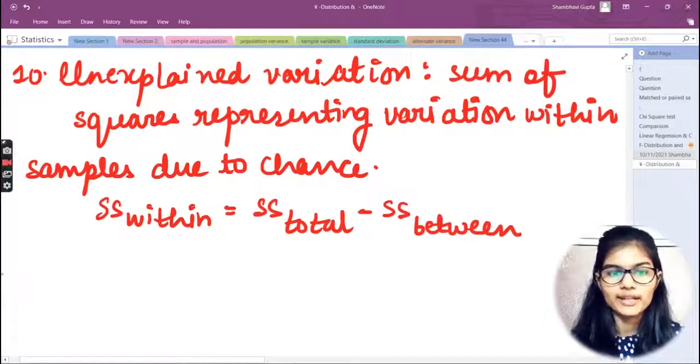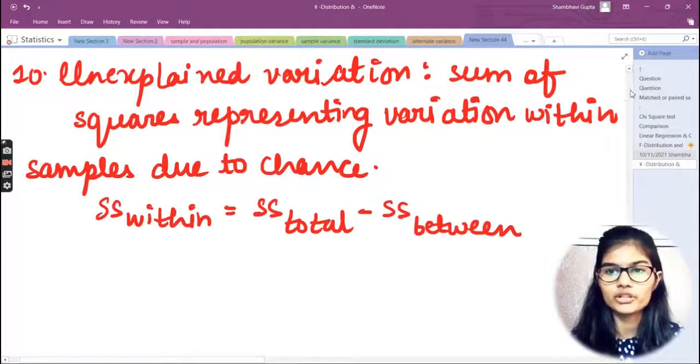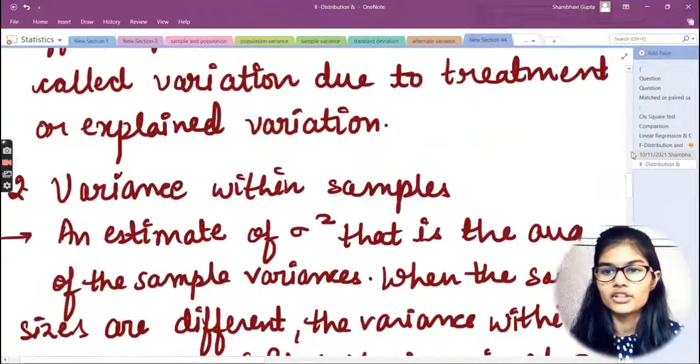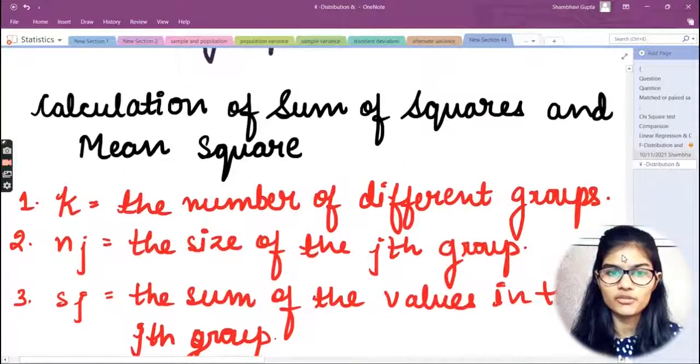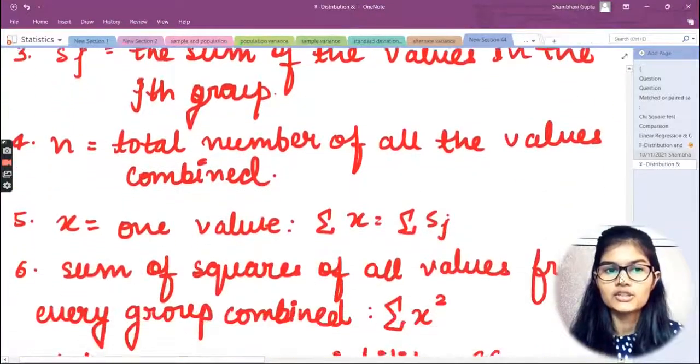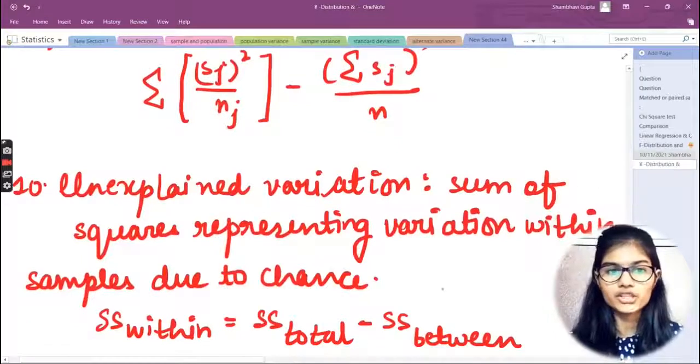Now, we have some more things as well to be noted down, but right here I'm just going to stop for this particular video. We have seen the different ways for the calculation of sum of squares and the mean square. So these were the different ways that we have seen here. Hope you got the idea very clearly regarding how we will be able to do all of these. So this is all for this video. Till then, thank you and take care.